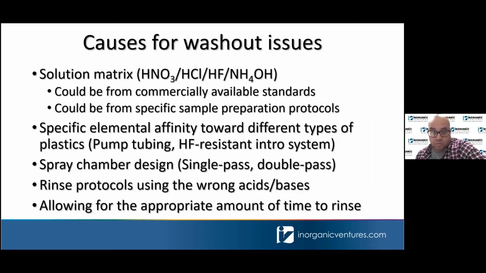Elemental affinity, elemental compatibility has a huge effect on washout, particularly in the ICP instruments. We're going to tie that to pump tubing, intro systems, things like that. And then rinse protocols as far as what acids and bases to use, and also things like timing for your settings in your instrumentation software. We're going to touch on all of these things as we go through the presentation.